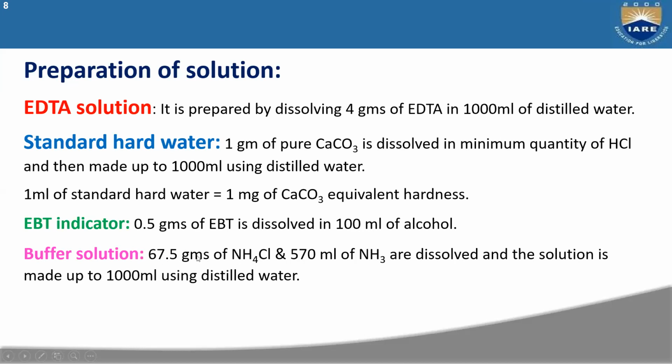For the buffer solution, 67.5 grams of ammonium chloride and 570 ml of NH3, ammonia, are dissolved, and the solution is made up to 1000 ml using distilled water, that is, 1 liter. So these two we have to dissolve into 1 liter of distilled water. You can take distilled water or demineralized water also, no problem.